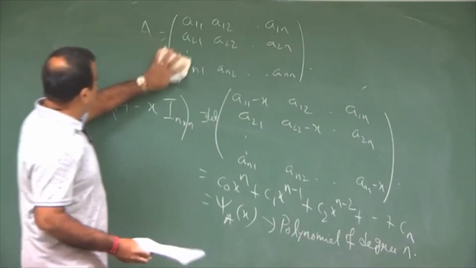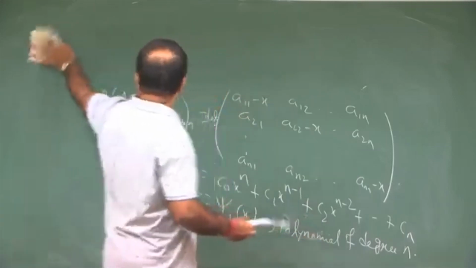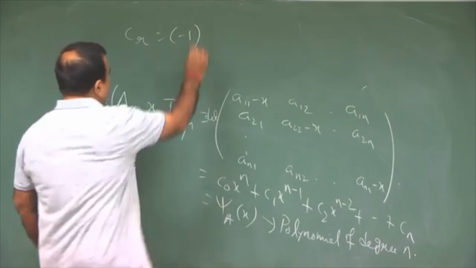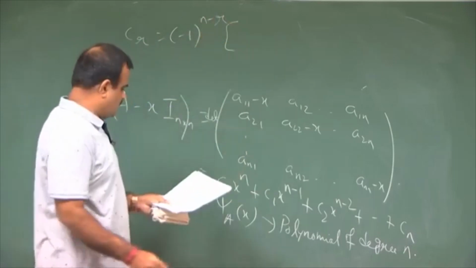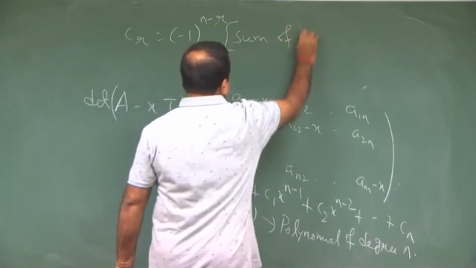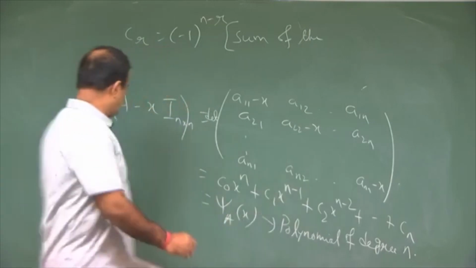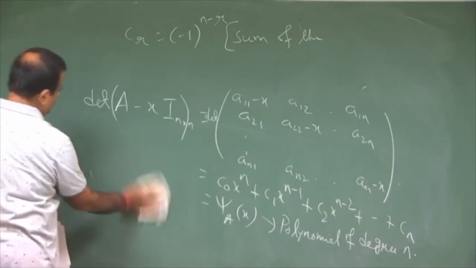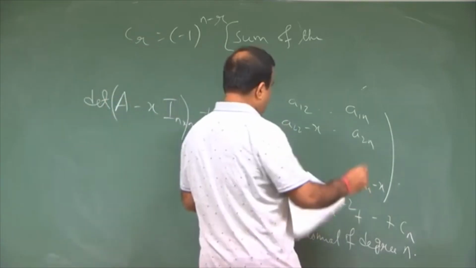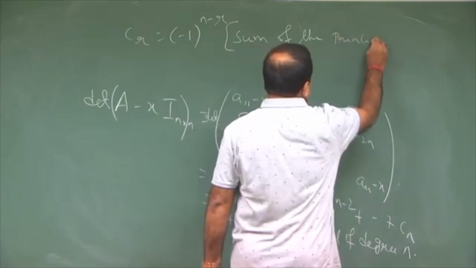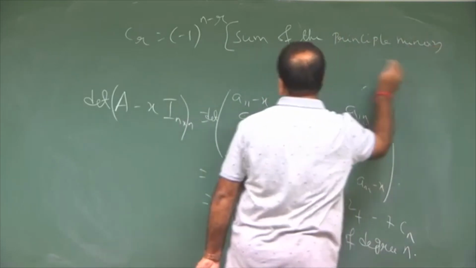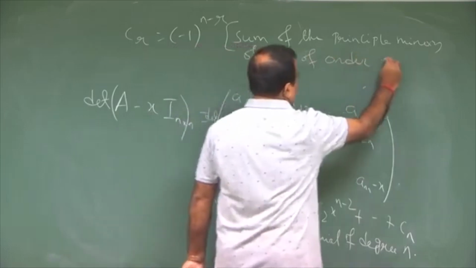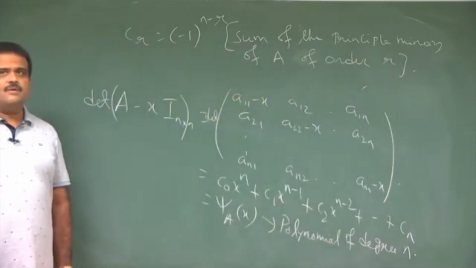And the coefficients are coming from the principal minors. So c_r is minus 1 to the power n minus r times the sum of the principal minors of A of order r. Principal minors means the minors formed from the diagonal elements.